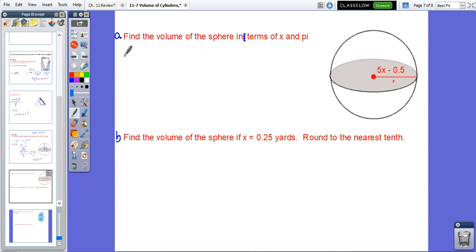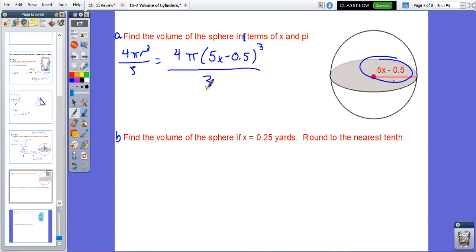So remember, our equation here is 4 pi radius cubed over 3. So we're going to substitute our radius in for the r here. So we got 4 pi, parentheses 5x minus 0.5, cubed over 3. Now, as far as simplifying, this is as simple as it can get. We could expand this out, but it'll cause more of a mess than not. So we're done right there for the most part. We have it set up.